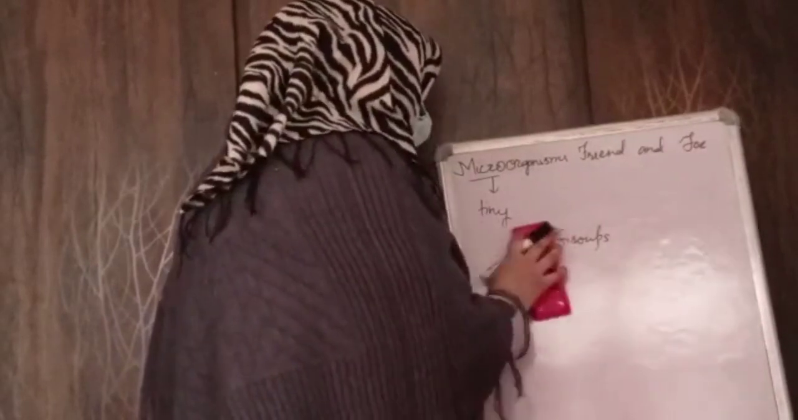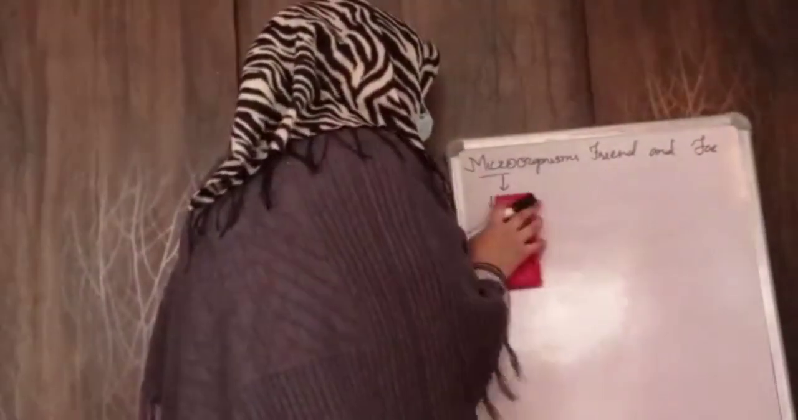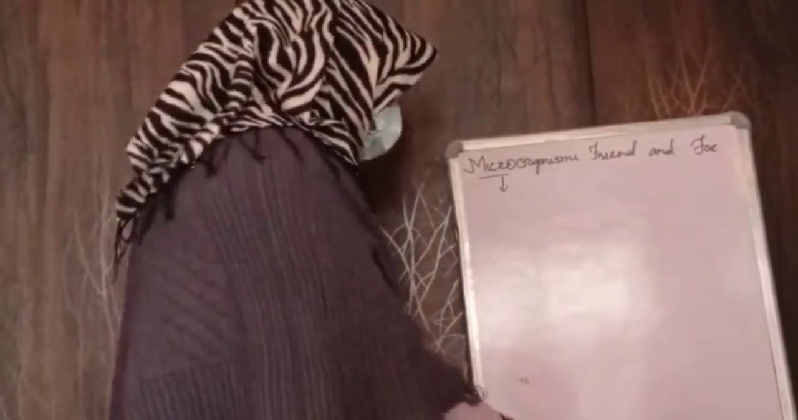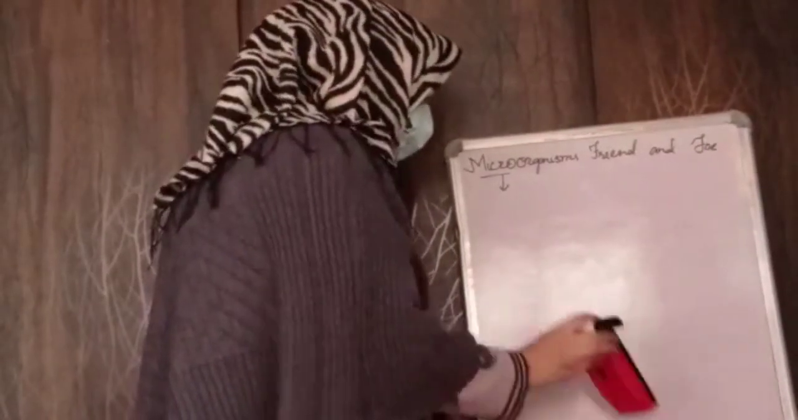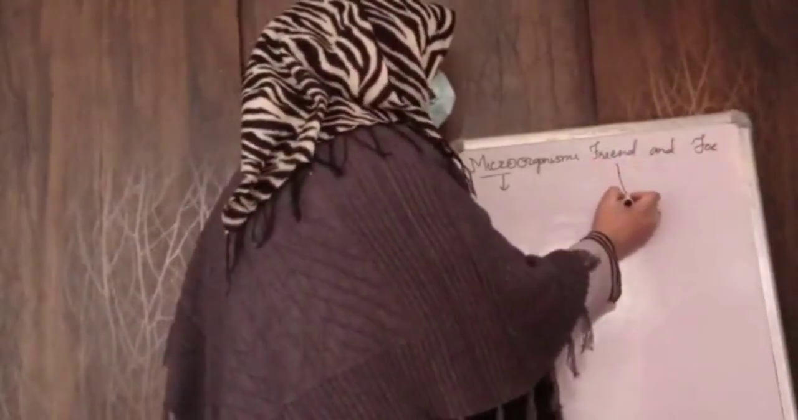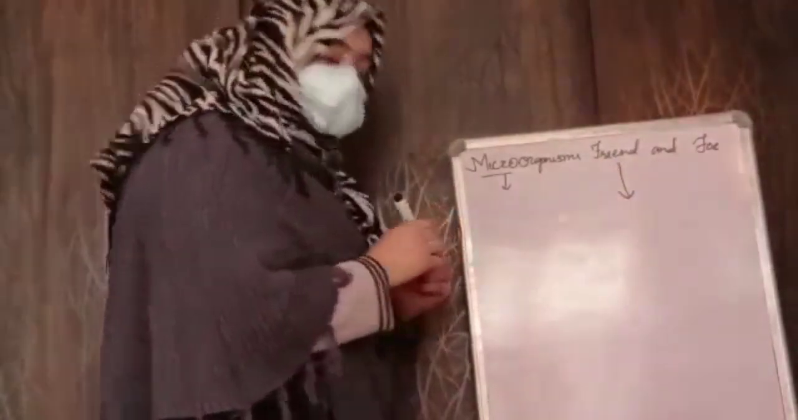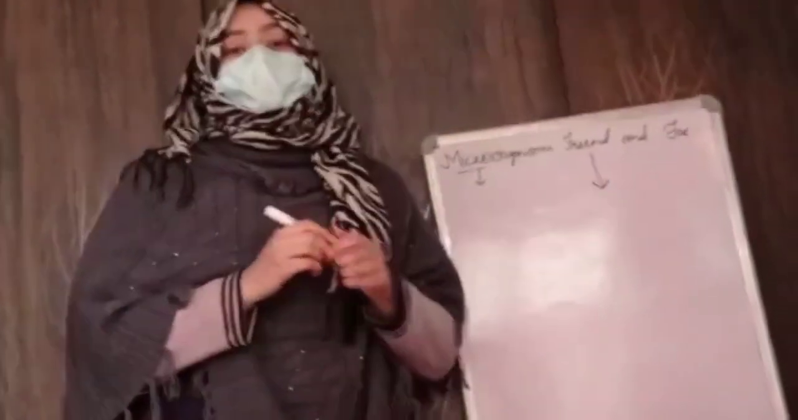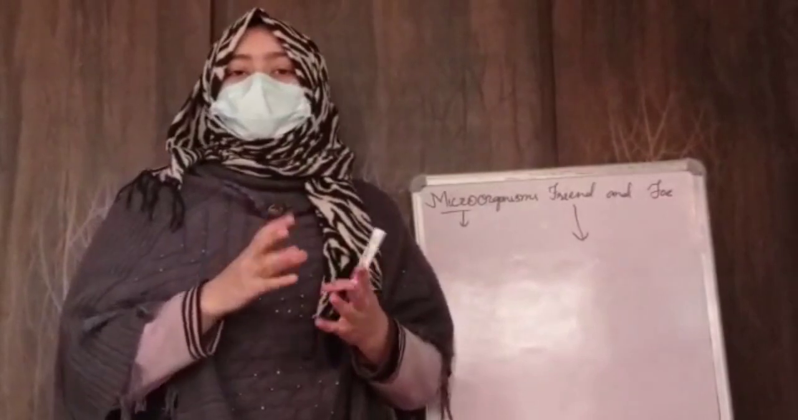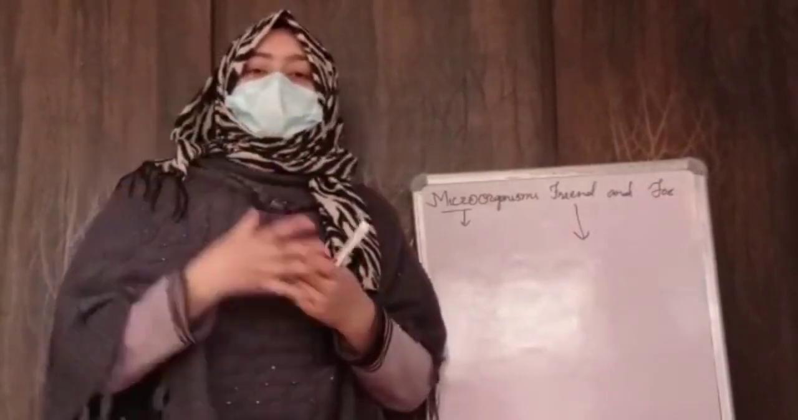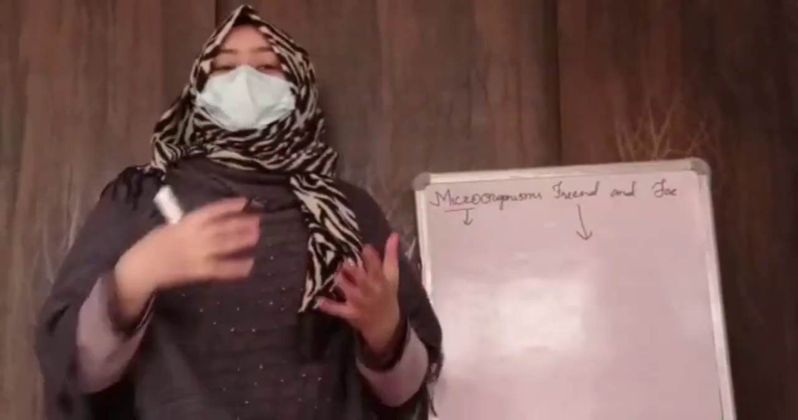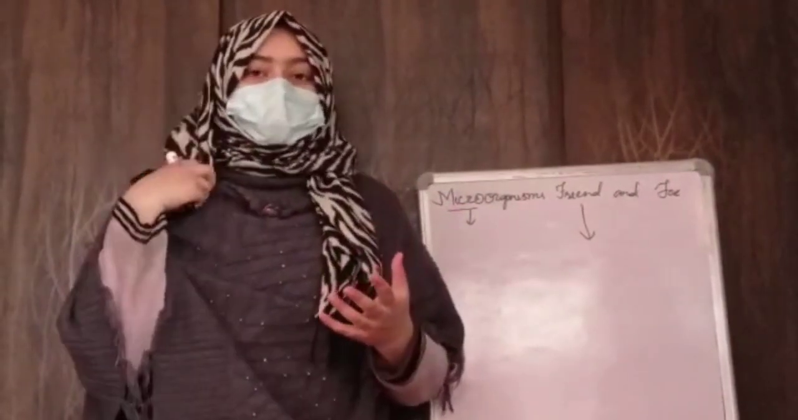Now, these microorganisms can be our friends and sometimes they can be harmful to us. Let's first understand where they are our friends. Microorganisms work as natural cleaners. As they decompose the dead bodies of plants and animals, they prepare manure, which is useful for the soil. By this, they are also cleaning the environment.